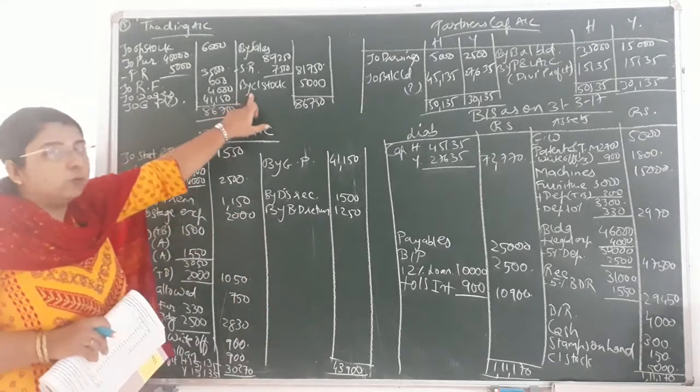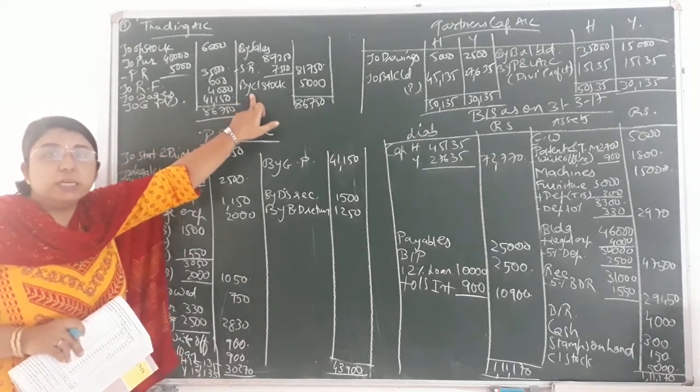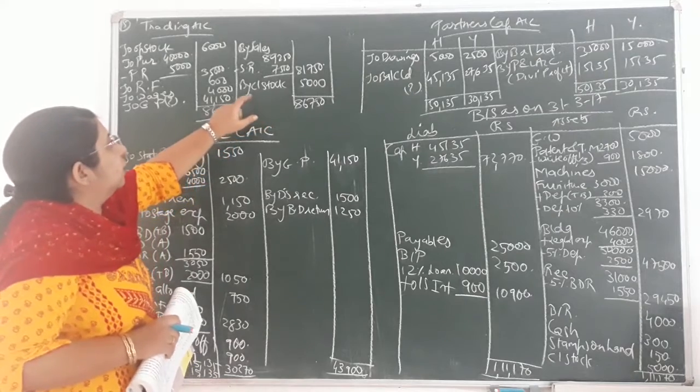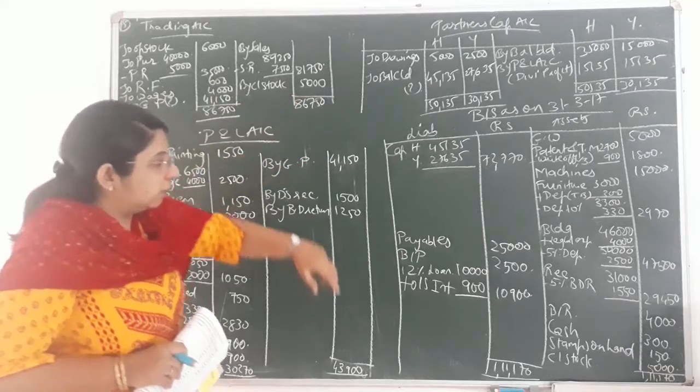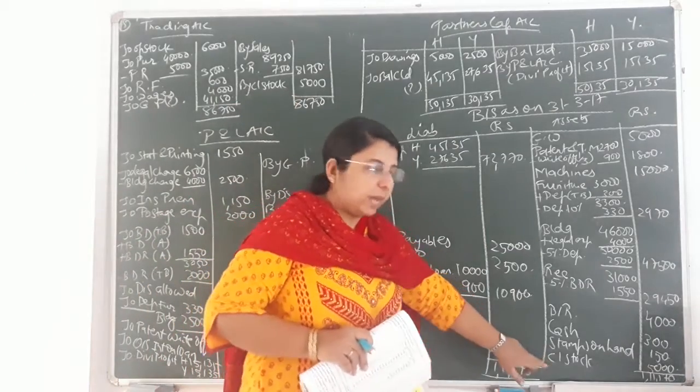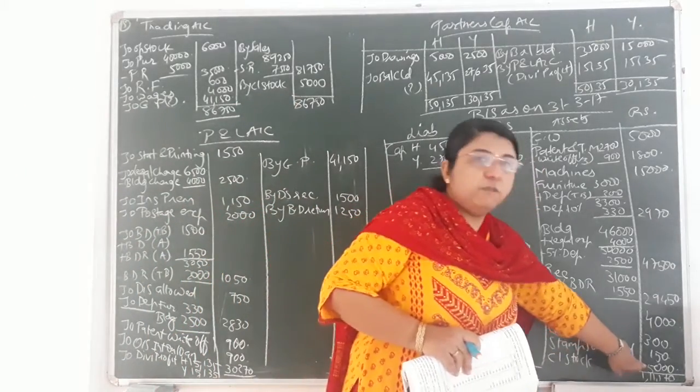So both effects of closing stock would be there, because it is given in adjustment. One effect, that is the credit side of trading account by closing stock, that is 5,000, and the second effect, that is the asset side of balance sheet closing stock, that is 5,000.